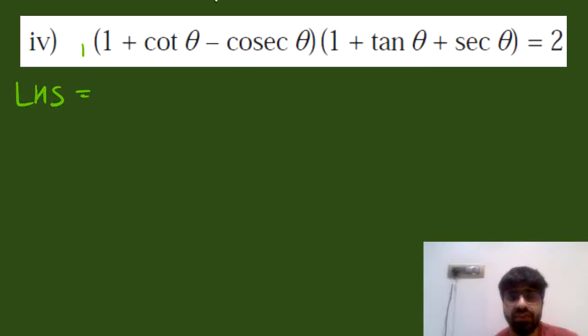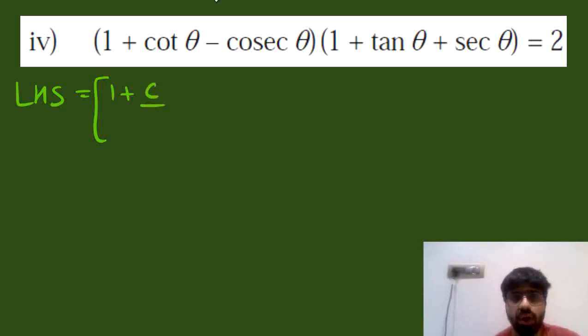Take the fourth one. So we have on the left hand side 1 plus cot theta minus cosec theta into 1 plus tan theta plus sec theta equal to 2. I have really no clue about how we will be solving this question. So like I've always been telling you, convert everything to sine and cos. The rest of the things, the universe is going to take care of it.